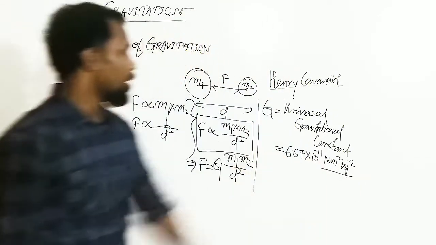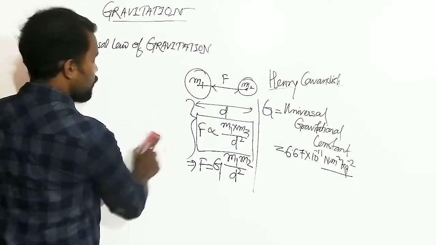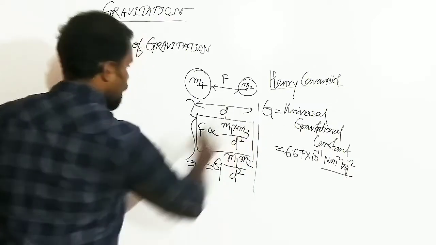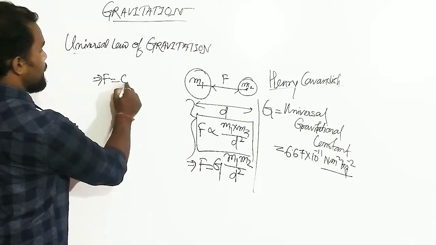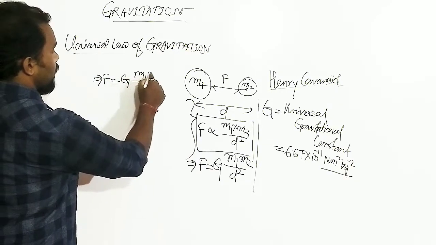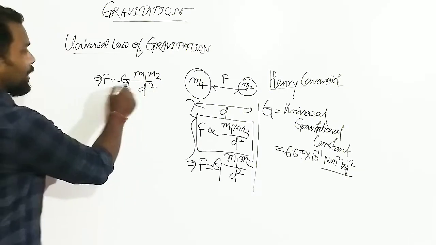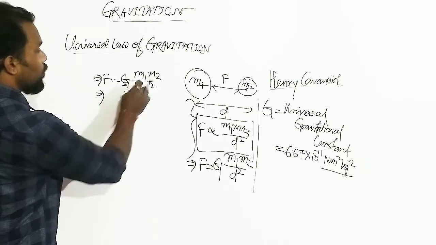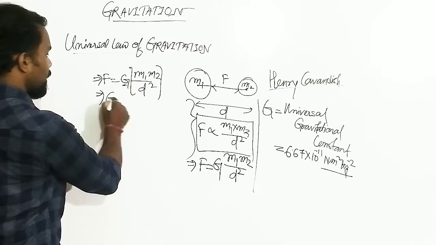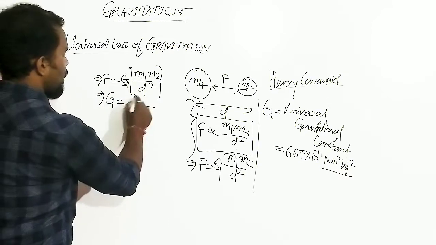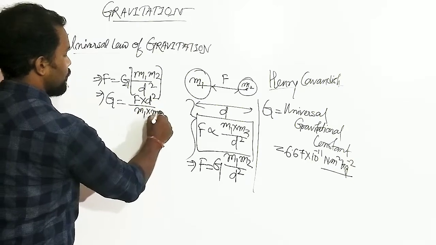Again, we can calculate this unit. How have we got this unit? Let me erase this, then I will show you how we get this unit. What did you get from here? F is equal to G m1 m2 by d square. To calculate the unit, we take this part to the left side. We are just arranging it: G is equal to F into d square by m1 into m2.